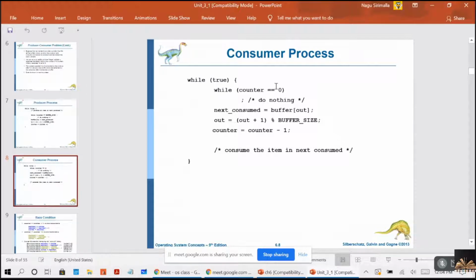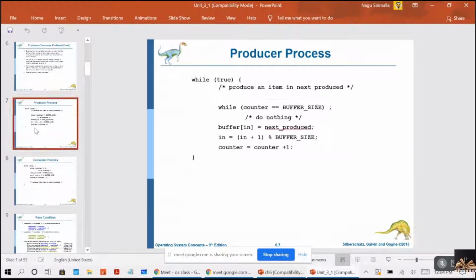Here with this counter, we are maintaining the synchronization, yes or no? We are not allowing the consumer to consume the items when the counter is equal to 0 because there are no items. And the producer has to wait when the buffer is full. The producer is not allowed. Otherwise, what happens? Buffer overflow occurs.